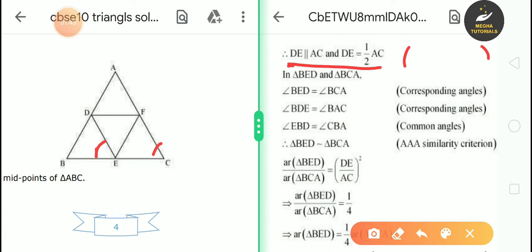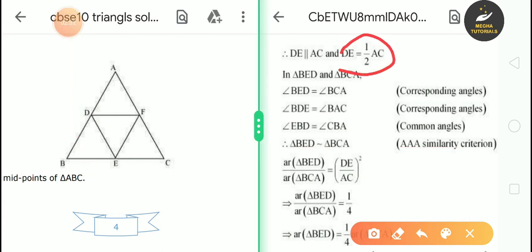Then angle BDE, this angle, and angle BAC, this angle, are also corresponding angles, and angle EBD is equal to angle CBA, common angle. So from the AAA similarity test we can say that triangle BED is similar to triangle BCA. Therefore we can write area of triangle BED upon area of triangle BCA is equal to DE upon AC the whole square. Now DE upon AC is nothing but 1 upon 2.